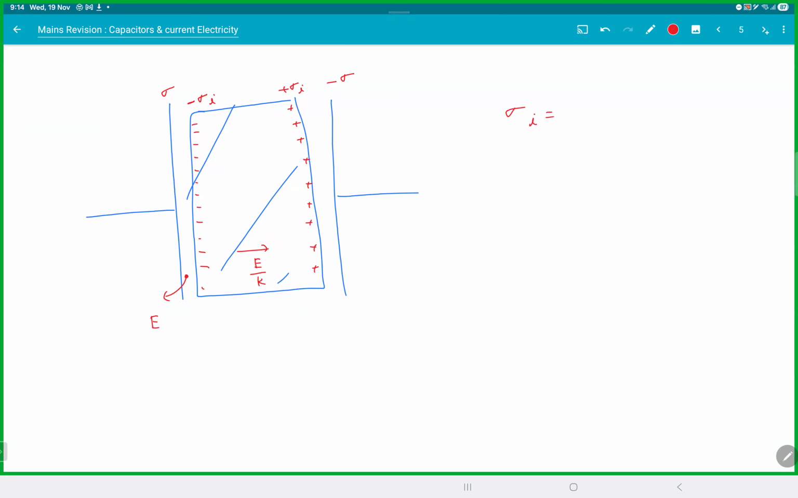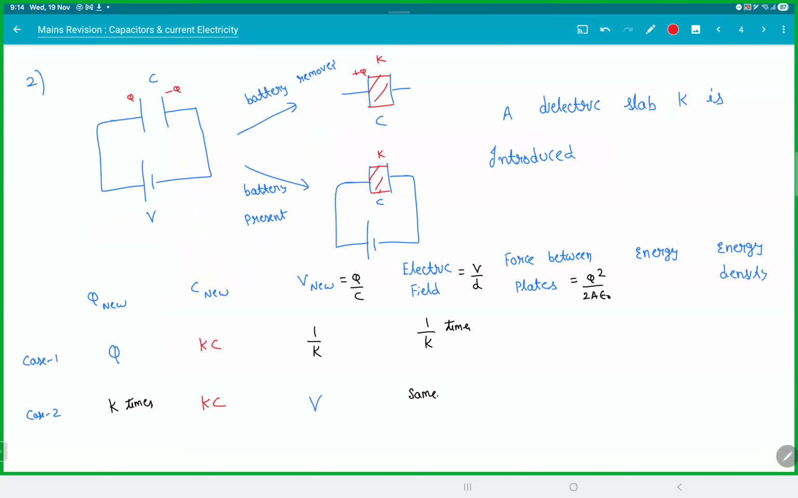This itself is a good question. What is the induced charge on the dielectric? Sigma into 1 minus 1 by K. That is the induced charge on the dielectric slab. For conductors, when K becomes infinity, you'll get sigma I is equal to sigma. So the opposite thing. So the force between the plates, since the charge remained the same, the force will remain the same. This will become K square times.